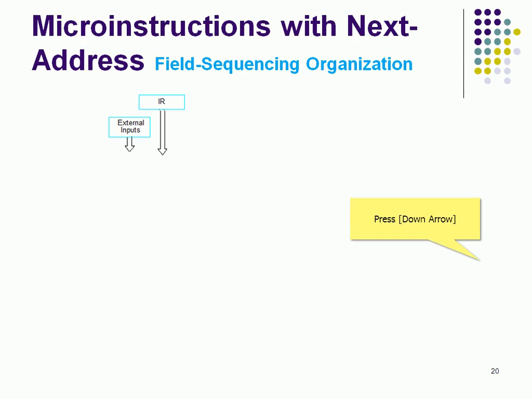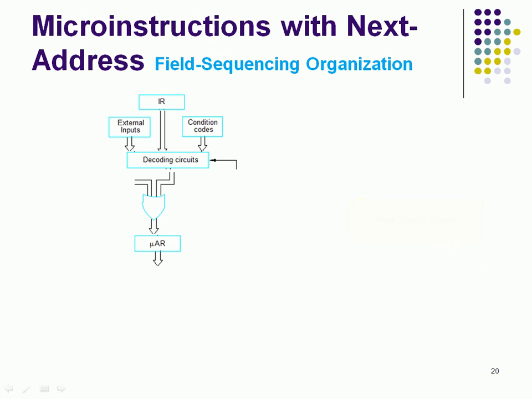and we have external inputs, condition codes, as we saw in the previous discussion also. So we have a decoding circuit. So we have micro AR. Micro AR is a micro address register. We have seen micro PC. Now the micro AR, micro address register, will be required.